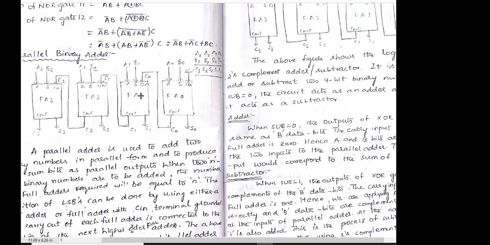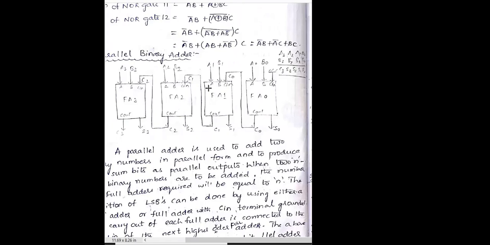See, here we are adding the 4-bit numbers A3, A2, A1, A0 and B3, B2, B1, B0. These are 4-bit binary numbers. To perform this addition, we are using the circuit called a parallel binary adder, or simply a 4-bit binary adder. Here, to perform this addition, we are taking 4 full adders.